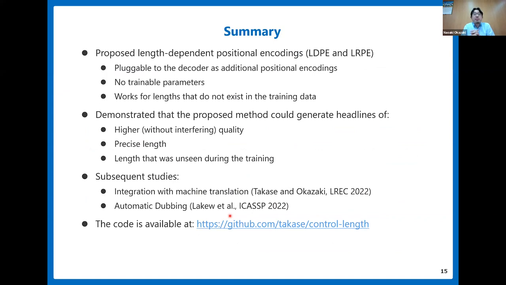So this is a summary of the first part. I demonstrated that the proposed method could generate headlines of higher quality with precise length control, and the proposed method worked well even if the length was not seen during the training. We can also apply this technique to combine machine translation and automatic summarization. So we can consider cross-lingual automatic summarization, and we present this work at LREC, which is now happening at the conference.